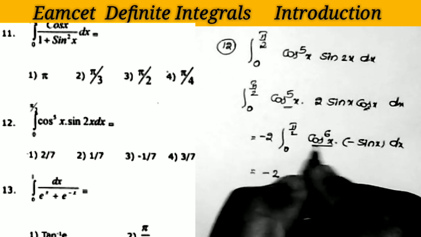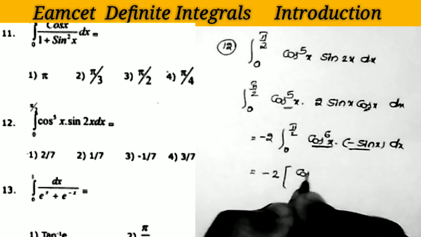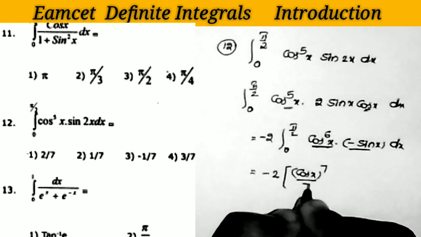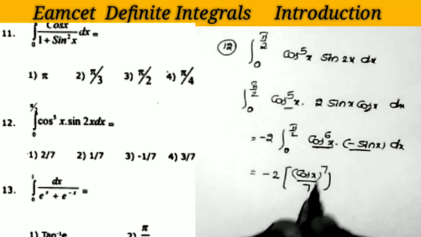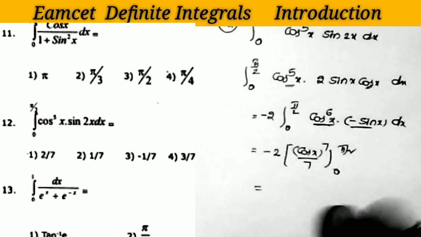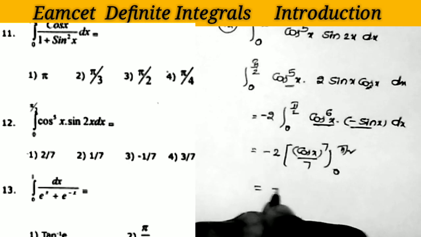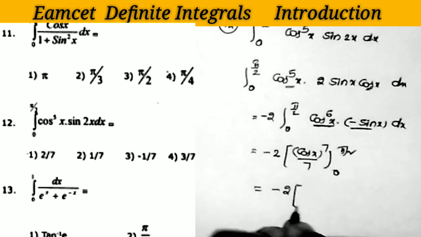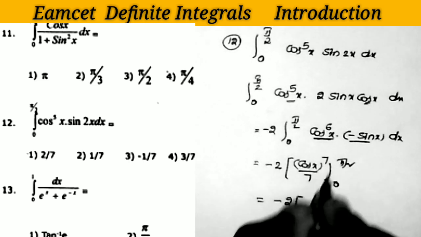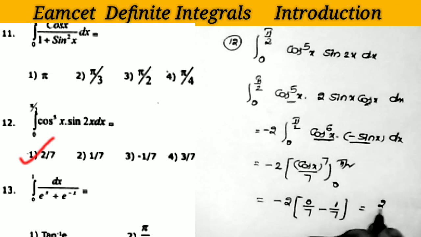Now see here, this is in the form of f of x whole power n into f dash of x. What is the integration? F of x whole power n plus 1 by n plus 1. That is cos x power 7 by 7, where the limits are 0 to pi by 2. Now replacing the limits values. F of x is cos x, derivative minus sin x. That is minus 2 into, first replacing x is equal to pi by 2, cos pi by 2 is 0, 0 by 7, minus cos 0. Cos 0 is equal to 1, 1 by 7. So the answer is equal to 2 by 7 and that is the first option.